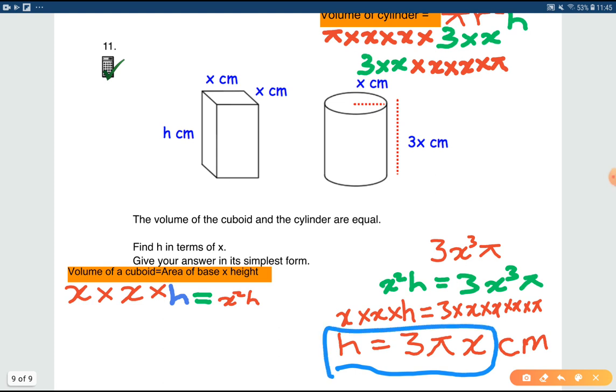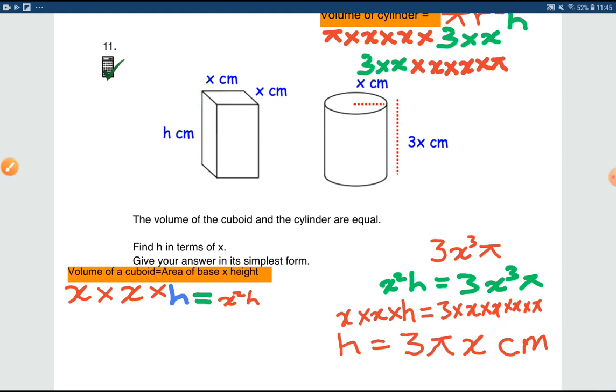The answer is here. And don't forget the units are going to be centimeters, because h is a length. It's not an area nor a volume. So the final answer is that h is equal to 3 pi x centimeters.